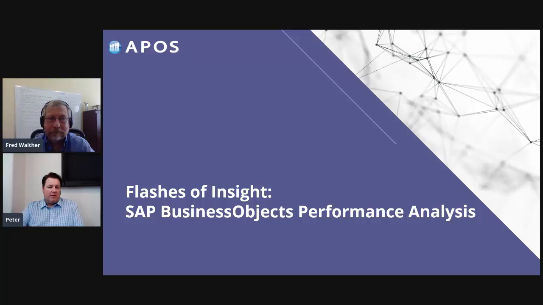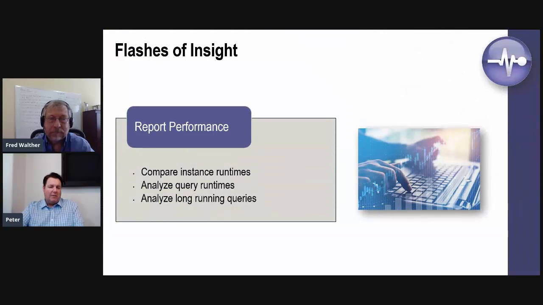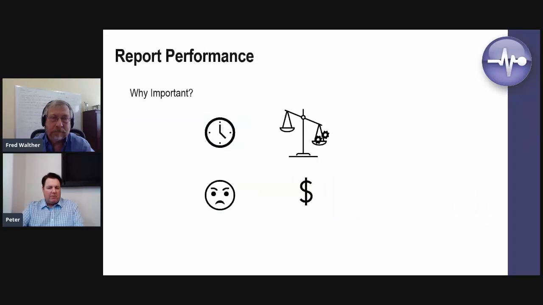We're taking a look at our series on flashes of insight, focusing on SAP BusinessObjects performance analysis. We're going to be looking at the topic today of report performance. And when we look at the importance of report performance, it can have a number of implications. It could be financial implications, cost ones, technical ones with the resources being out of balance, and then leading to inefficiencies in your system and processing reports, which obviously is going to lead to unhappy users.